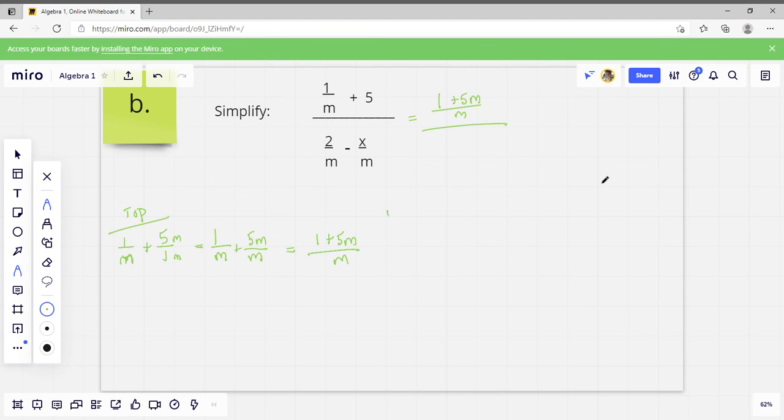Okay, now our bottom, 2 over m minus x over m. Oh, that's easy. They have a common denominator, so we'll have 2 minus x over m. Now we're going to flip this one. These all cancel, and these m's cancel, so we have 1 plus 5m over 2 minus x. And that's the answer to that one.